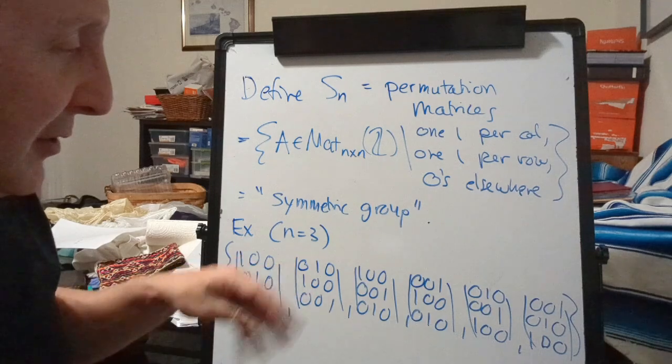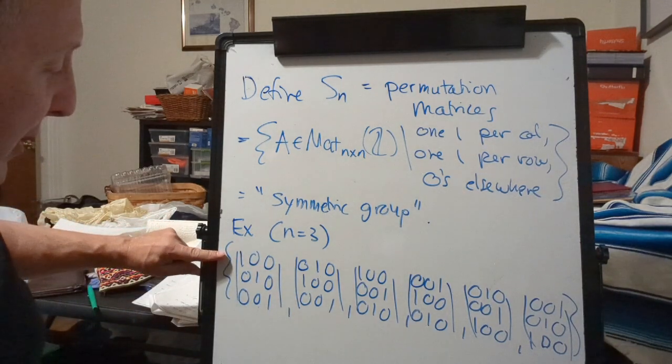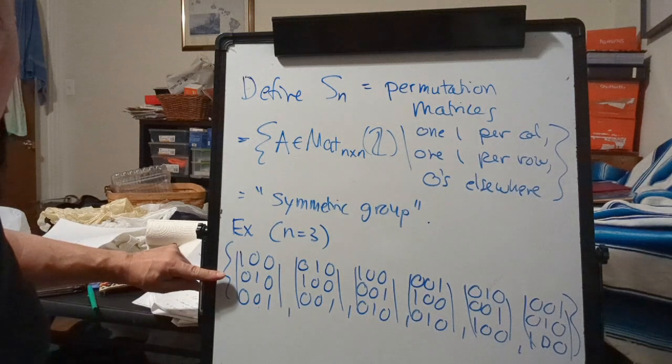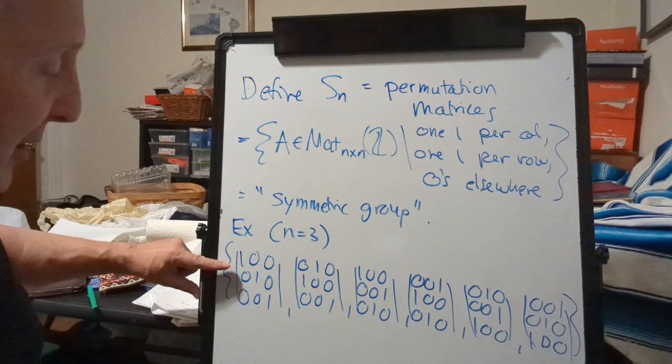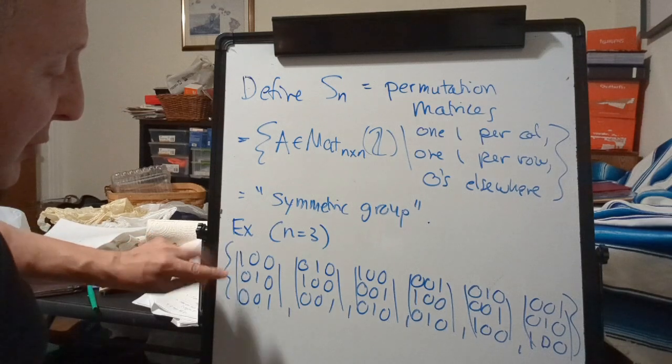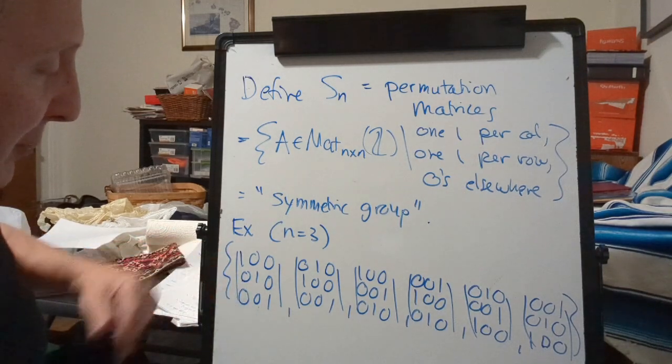It's easy to see that there's 6 because we have 3 choices of where to put the 1 in the first row, and then 2 choices of where to put the 1 in the second row, given that we've already put the 1 somewhere in the first row and we don't want to use the same column again. And then once we've used up 2 columns, there's only 1 place to put the 1 in the third row. So 3 times 2 times 1 is 6.